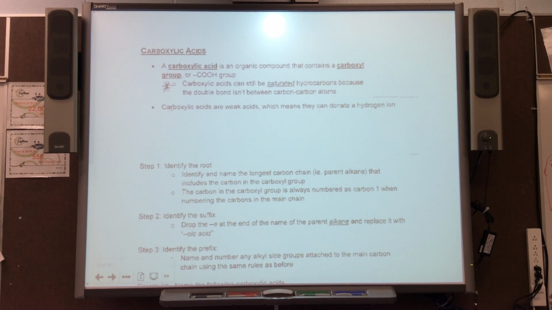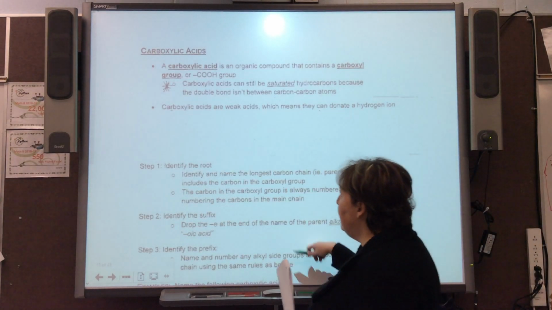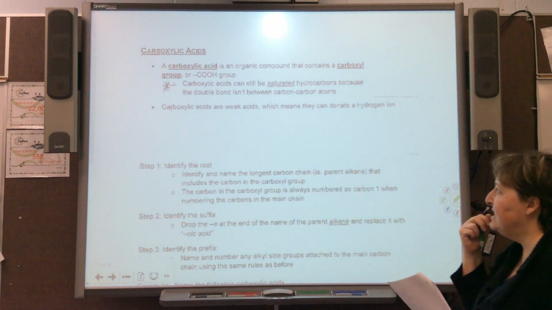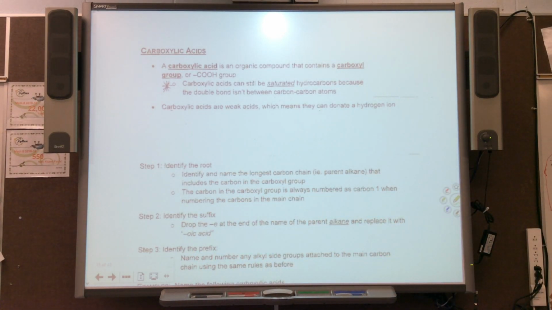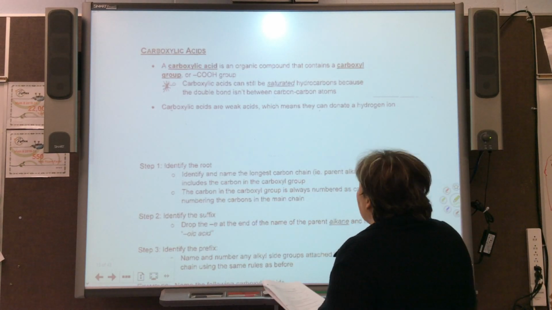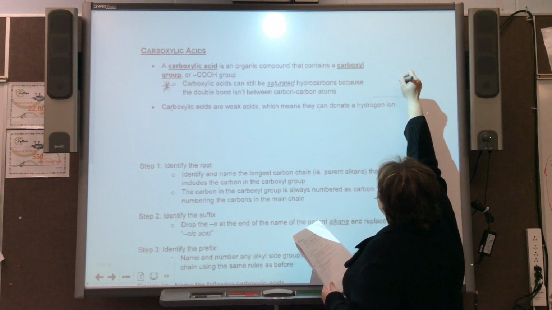Okay, carboxylic acids are the first one. They have what we call a carboxyl group, and we've seen this before. COOH as the extension. They can still be saturated because the double bond isn't between carbon-carbon atoms. The double bond goes to the oxygen. So they're weak acids, and this is what a carboxyl group looks like.